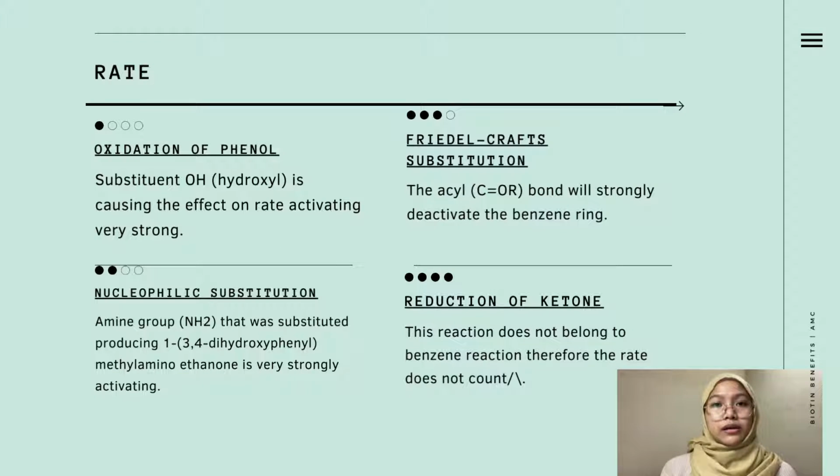Next, we'll be talking about the rate of the reactions. For oxidation of phenol, substituent OH hydroxyl is causing the effect on rate, activating very strong. For nucleophilic substitution, amine group NH2 that will substitute producing 1,3,4-dihydroxyphenyl methylamino ethanone is very strongly activating. For Friedel-Crafts substitution and also reduction of ketone, this reaction does not belong to benzene reaction. Therefore, the rate of the reactions does not count.